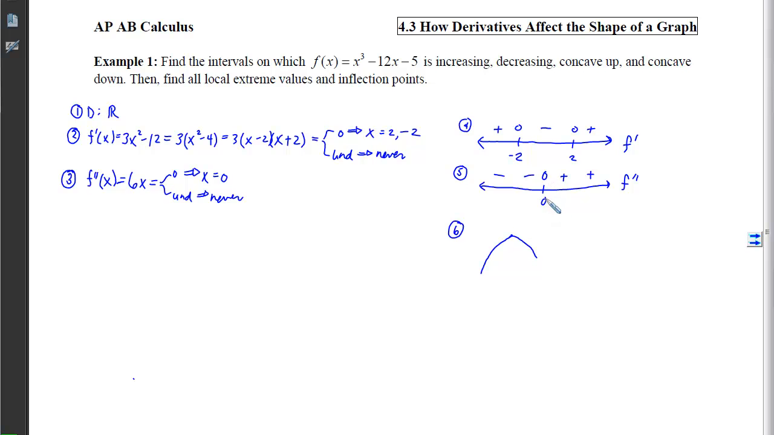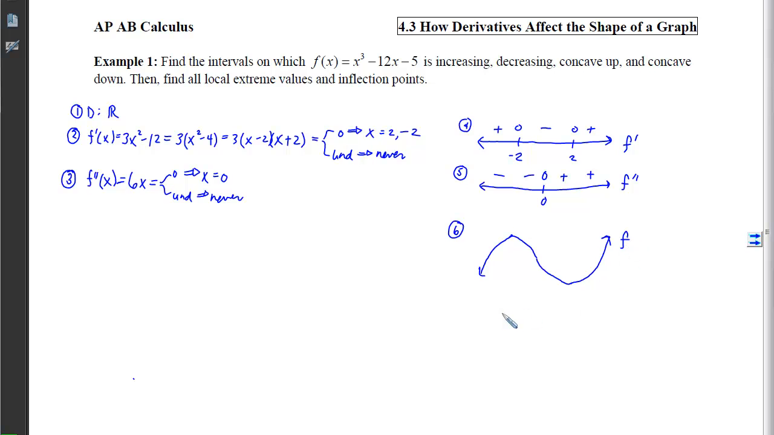At 0 I change from a frown to a smile, but I'm still decreasing or still falling. So that means I'm going to just kind of shift the concavity. So now I'm smiling instead of frowning, and that happens until 2. At 2, I shift so that I'm increasing and smiling. So now I'm on the right side of a smile. So here's our picture of f now.